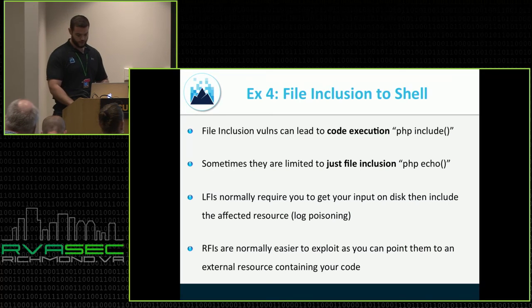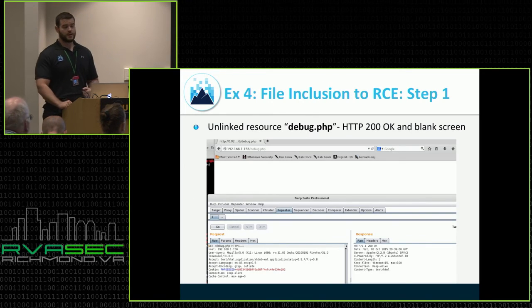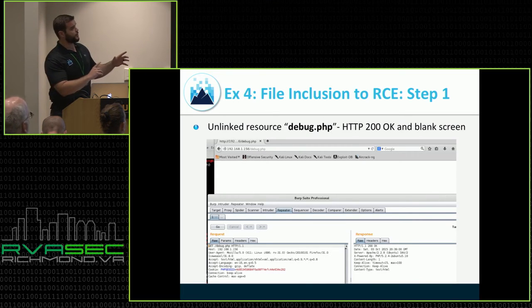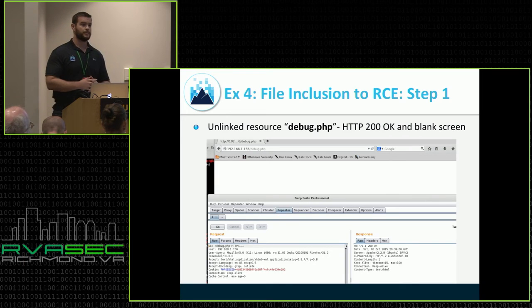So I wanted to kind of walk people through this because it might be new. So here's a real example. I took over a pretty big organization with this bug we're walking through right now. We started out doing our reconnaissance, and I was starting mapping. I stumbled upon unlinked resource debug.php on this application. It was actually in the RAF list.